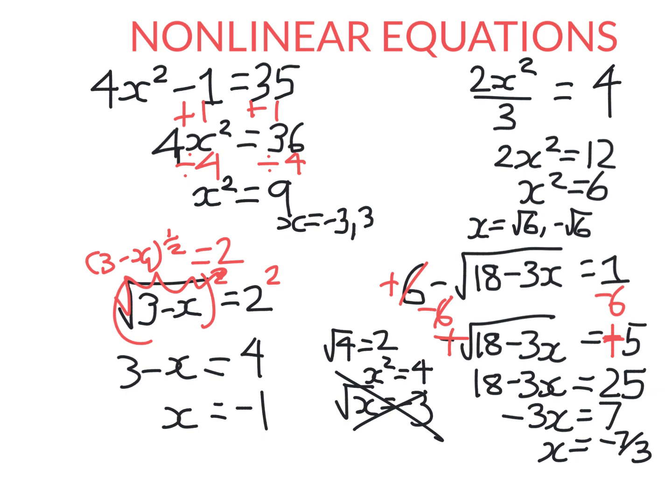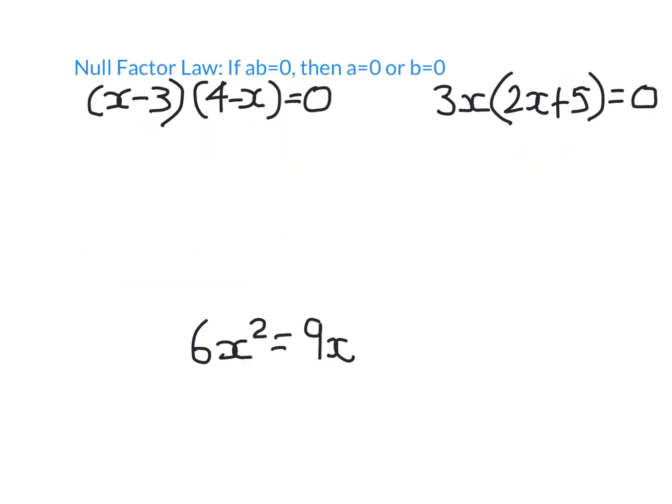All right, let's now look at some nonlinear equations involving the null factor law. I put in these kinds of questions because you will have to do them a lot later on when you do quadratic equations. So to solve these, we're going to use the null factor law. The null factor law says if AB equals 0, then A equals 0 or B equals 0. What that is saying is if you have something times something equals 0, either the first something has to be 0 or the second something has to be 0.